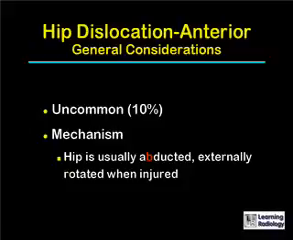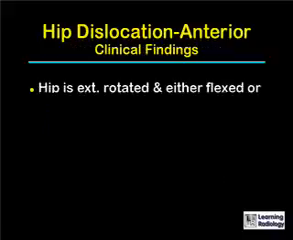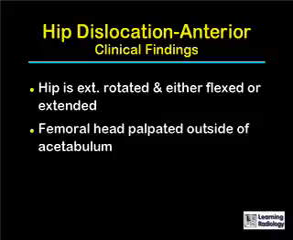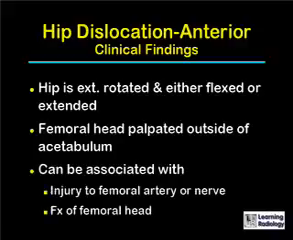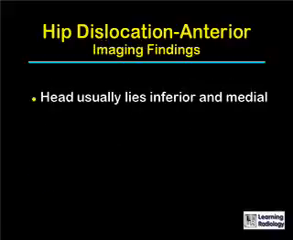Anterior dislocations are uncommon. The mechanism of injury usually is the hip is abducted and externally rotated when injured. Clinical findings could include the hip being externally rotated and either flexed or extended. The femoral head can sometimes be palpated outside of the acetabulum, and anterior dislocations can be associated with injuries to the femoral artery or nerve and fractures of the femoral head.